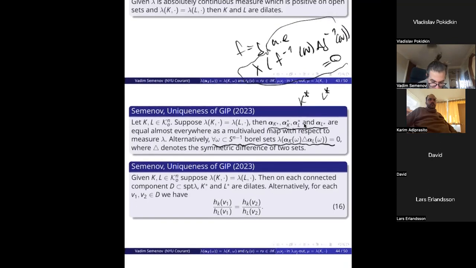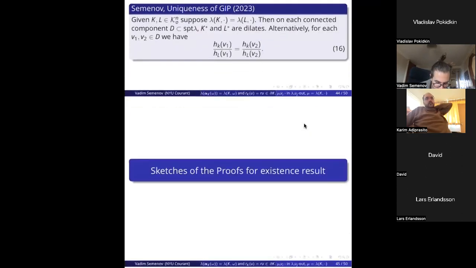And the cool thing about this one is that if you assume that your body, for example, K is C1 with strictly convex dual, your alpha K and alpha K star become homeomorphisms, and then you can just use the Hopf theorem to prove this. However, the problem is that in general these are set valued maps, and you need to work much harder with them, and you need to find a substitute for the Hopf theorem to actually prove this.